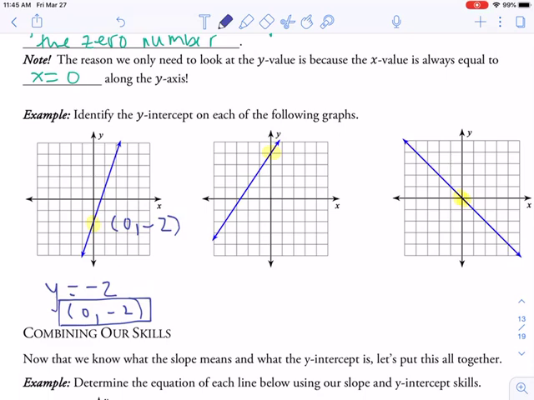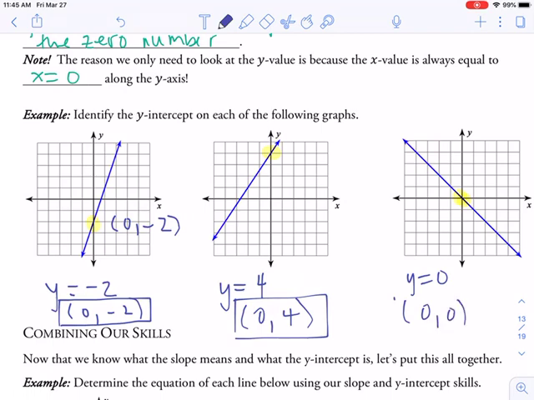Same thing in the second graph. We're going to look at where the graph crosses the y-axis. Here we're going to just count up: 1, 2, 3, 4, right? So we know this would be y equals 4, or again, more accurately, the coordinate point (0, 4). Last but not least, the third graph, we can see that is actually the origin, where the graph crosses the y-axis, so we know that y is equal to 0 at that spot, and the point would be (0, 0).